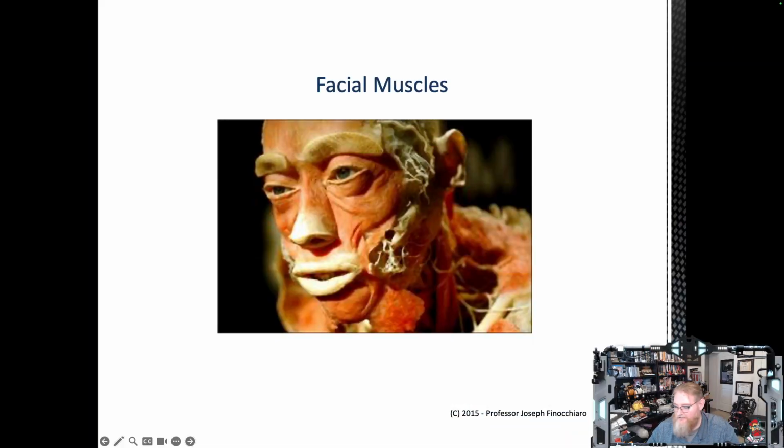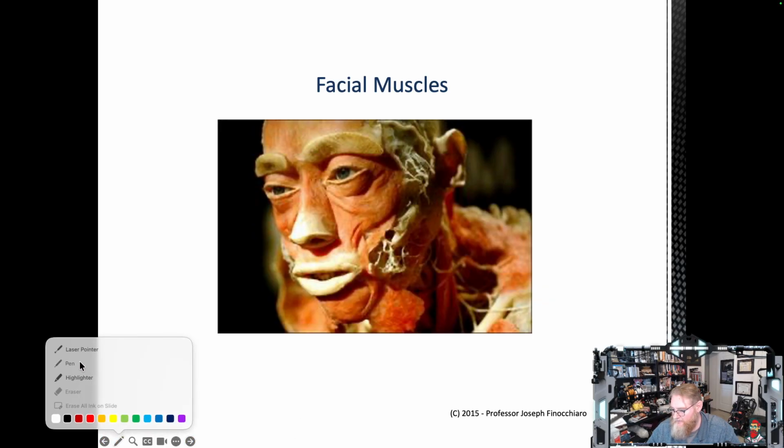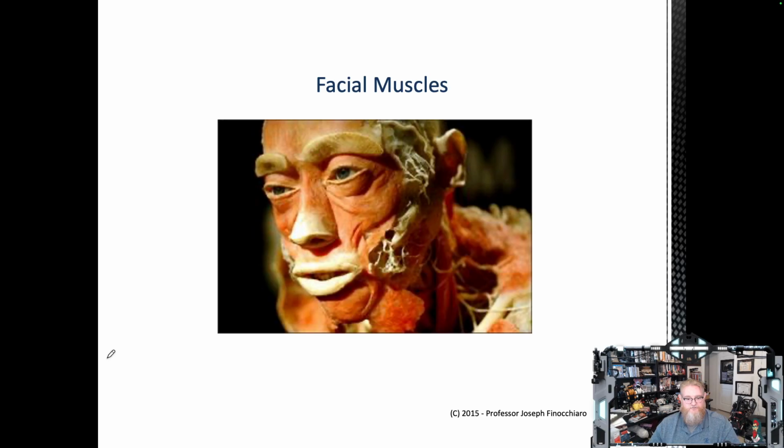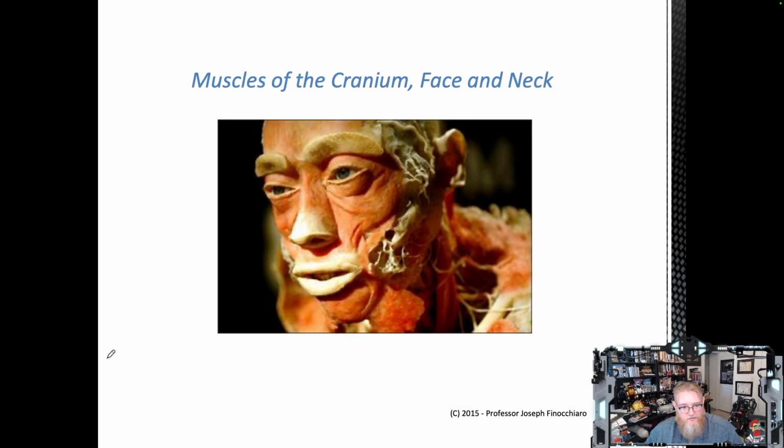Today we're going to be talking about facial muscles, and we're going to get the pen on so that I can scribble on the screen because small things amuse me. Let's talk about muscles of the cranium, face, and neck.